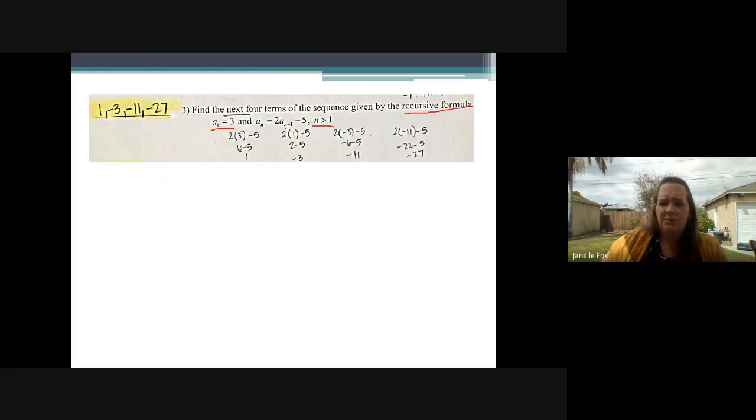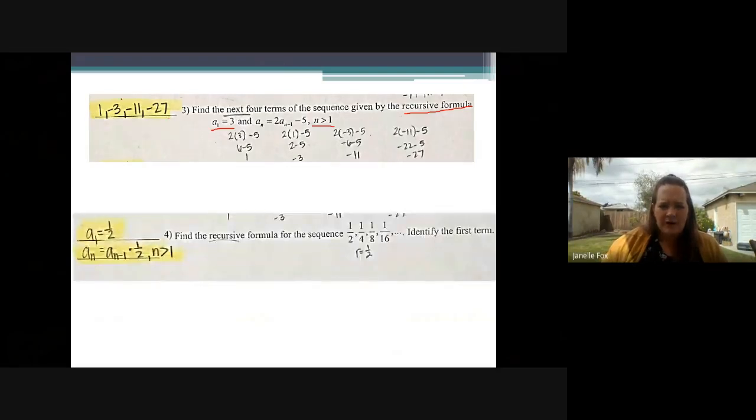So 2 times the previous term and then -5. That's basically just what I kept doing. The first term was 3, so I did 2 times 3, which is the previous term, and then subtracted 5 and got 1. Then I went 2 times 1, which was the previous term, and subtracted 5 and got -3, etc., etc. The answers are 1, -3, -11, and then -27.